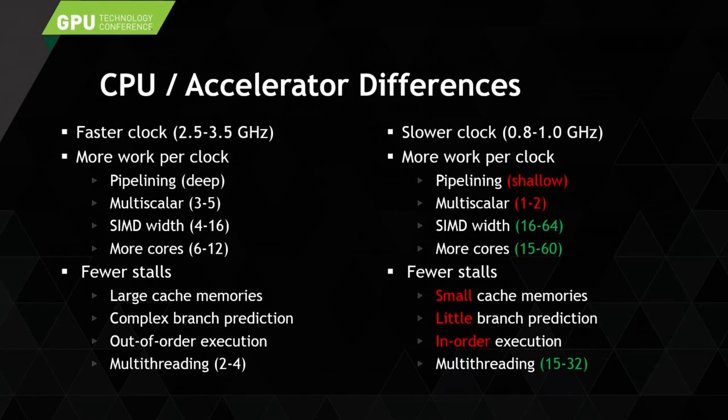Either more work per clock, and this guy has a lot of ways to get more work per clock, and this guy only has 2. More cores and SIMD width, more parallelism. This is trying to do more work per clock for a single thread, right? Heavy pipelines, a lot of multi-scalar operations. And then fewer stalls. The stall is when the processor goes along and says, I have to wait for something. What can I do so I don't have to wait? Big cache memory, so you're not waiting on memory. I don't want to spend my transistors on cache. I want to spend my transistors on functional units.